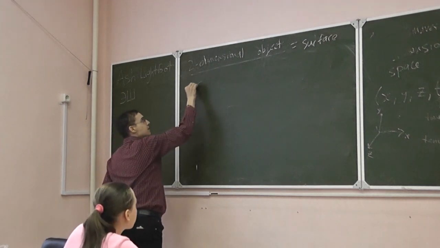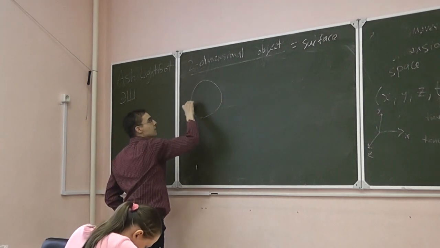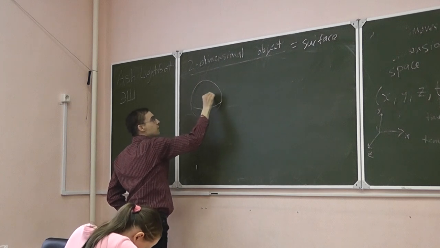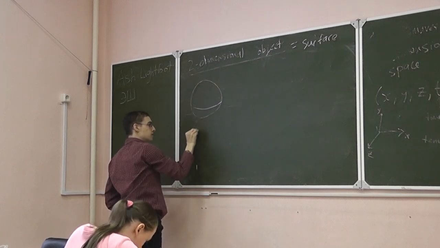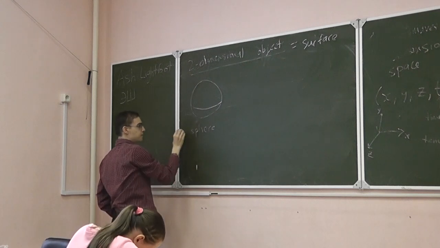And so we've already seen this guy. This guy's called the surface of the Earth. That's called a sphere. The two-sphere.